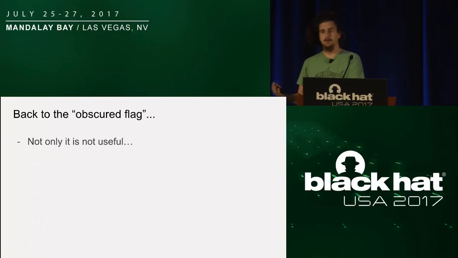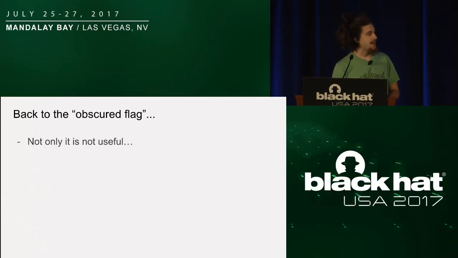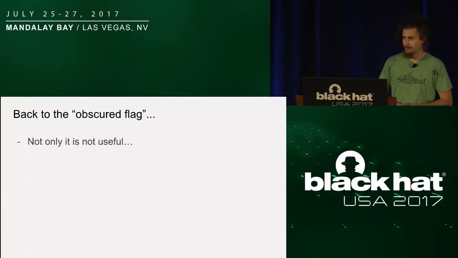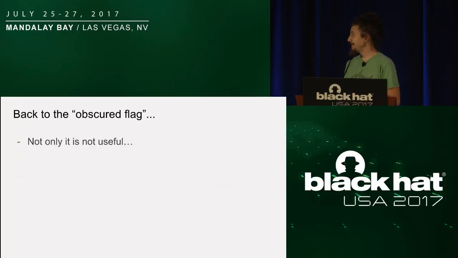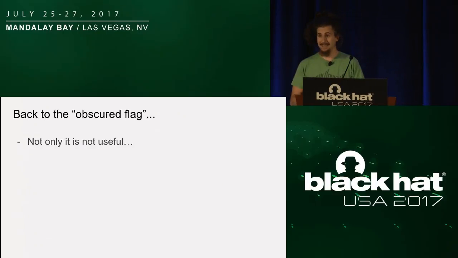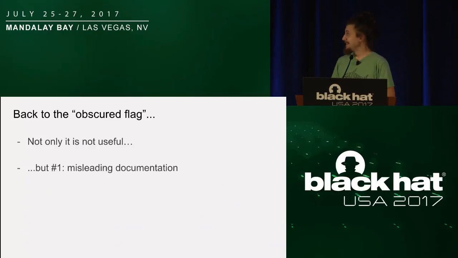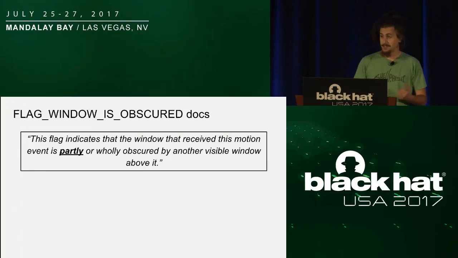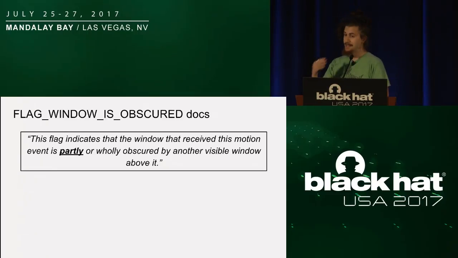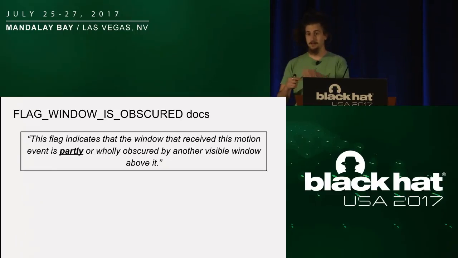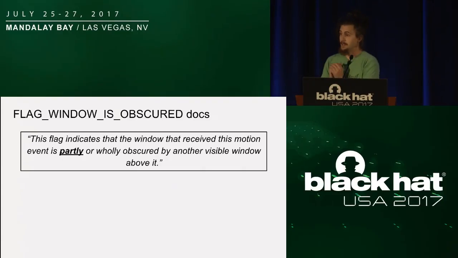Before we go into what we can do with this accessibility service, I want to have a discussion about this obscure flag, because not only did we find it's not useful, but we found a couple of things that were quite interesting. The first one is that the documentation is slightly misleading. If you check the docs, it says this flag indicates whether there was an overlay that fully or partially covers an overlay. It seems this is not true, in the sense that if you cover it partially and then you click in a place that was not covered, this flag doesn't seem to be set.